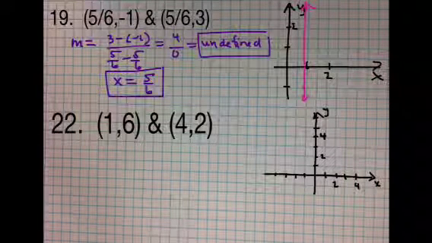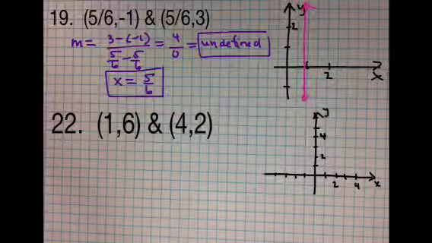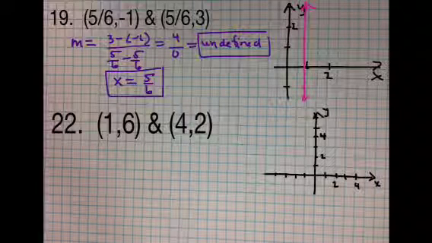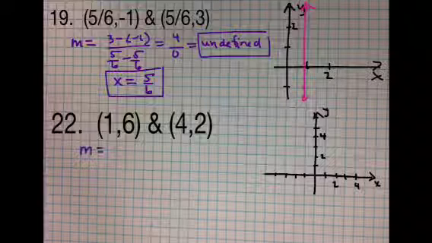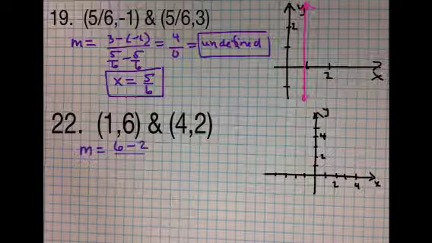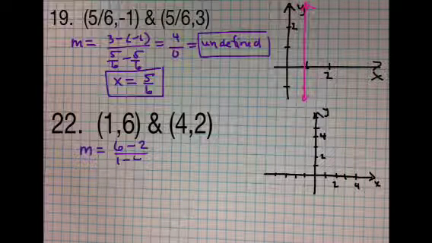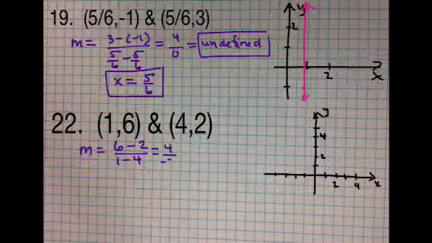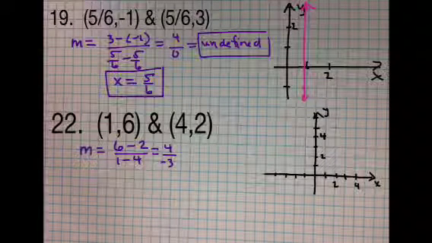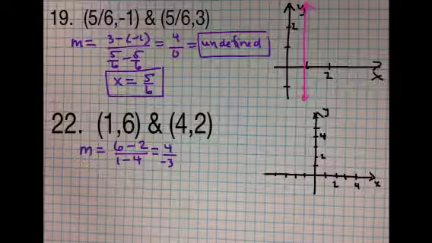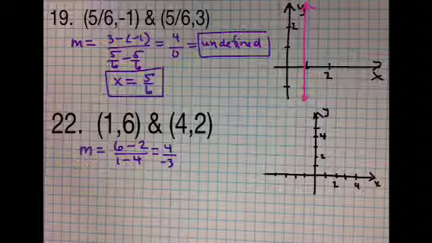Okay, for 22, same instructions as 19. We have to write an equation in slope-intercept form and then graph it. Okay, so first thing we need is slope. So difference in the y's over the difference in the x's. So 6 minus 2, 4, 1 minus 4, negative 3. So there's your slope. You decide what point you want to use to find the equation, so I'll just use the (1, 6) just because it's first.